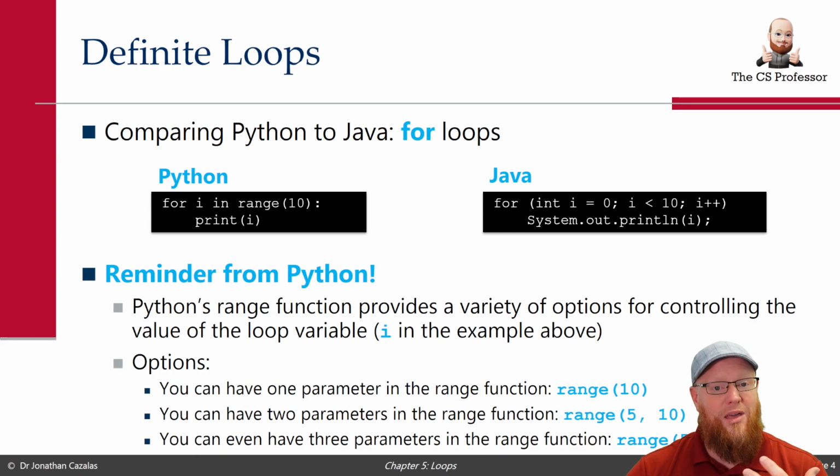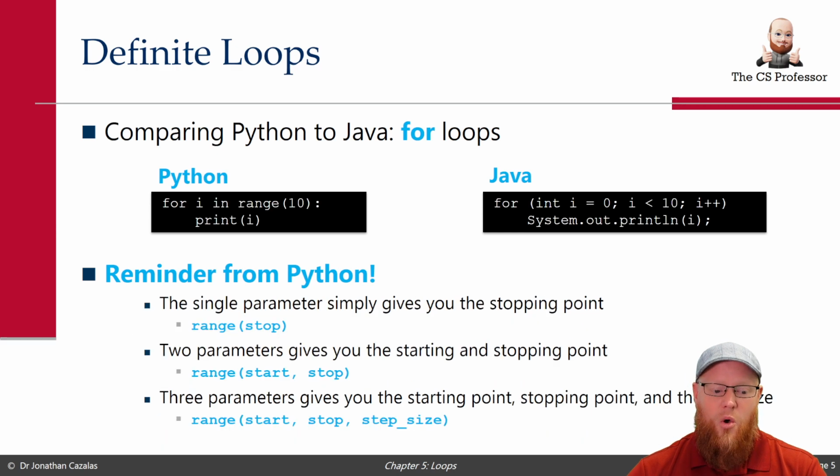And then finally, a third parameter means that the number 2 here is the step size. So we're going to loop from 5 up to 10, not including 10, and we're going to step every 2. So that looping variable i would get the value 5, then 7, and then 9. And when it goes to 11, that's past the range of 10, and so the loop would stop. And here's the details of that reminder from Python with the range having 1, 2, or 3 parameters.